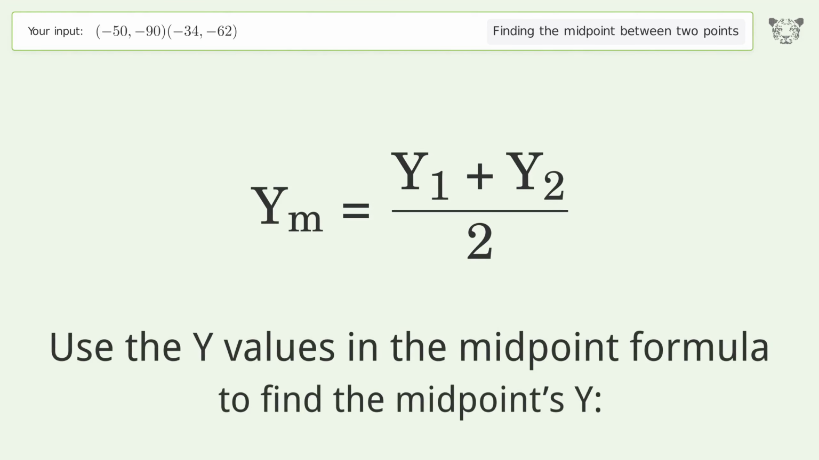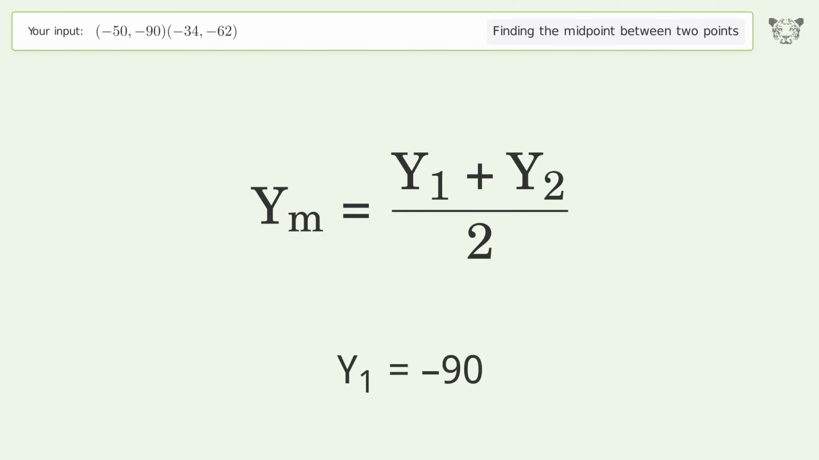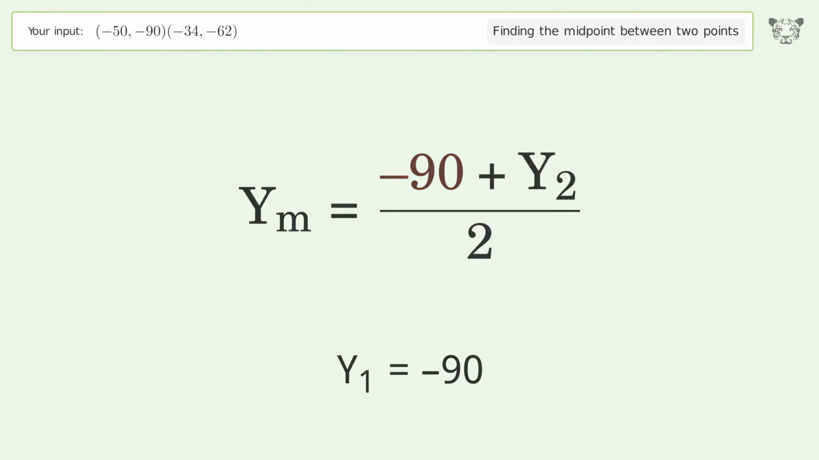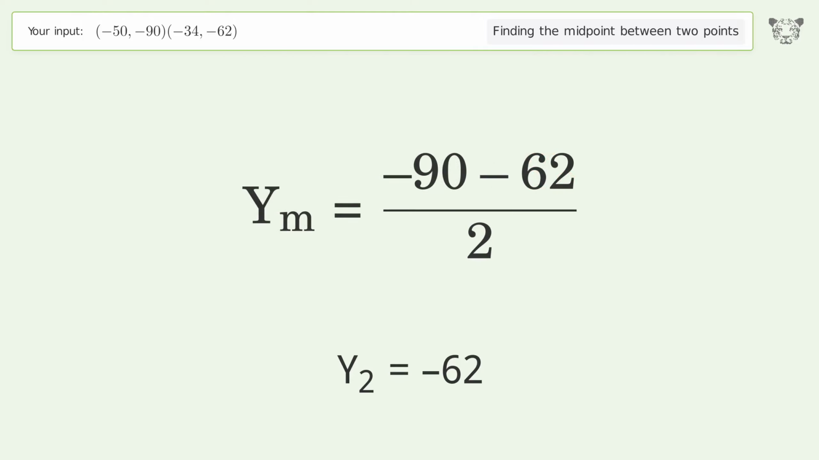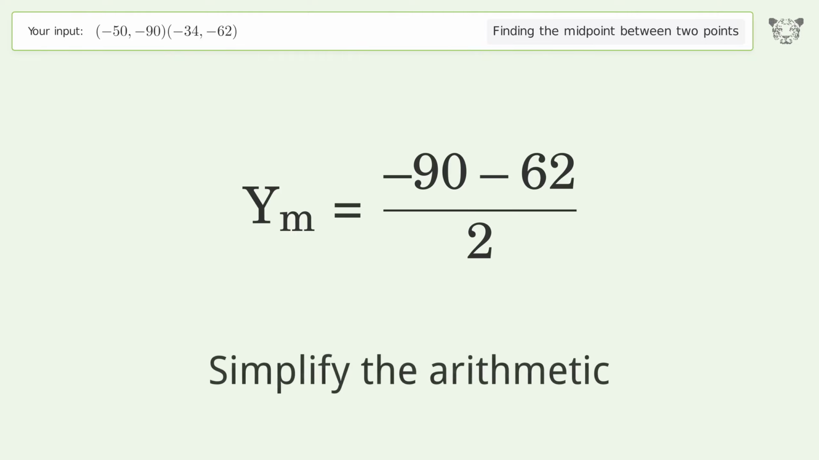Use the y values in the midpoint formula to find the midpoint's y. y1 equals -90. y2 equals -62. Simplify the arithmetic.